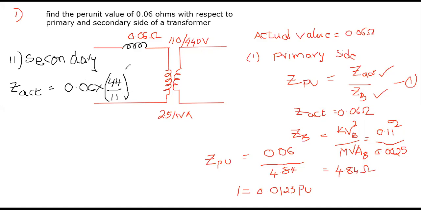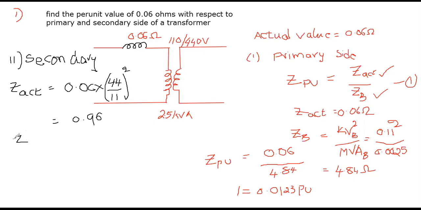I think you have sufficient knowledge regarding these transformations in machines. There is a possibility of shifting the same value to the secondary side, but you definitely require the information regarding the turns ratio. Now the turns ratio can be obtained like this. To shift the value to the secondary side, multiply 0.06 with 4 square, that means 16, and you will get 0.96. So this is Z actual.